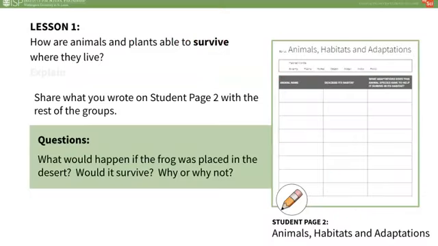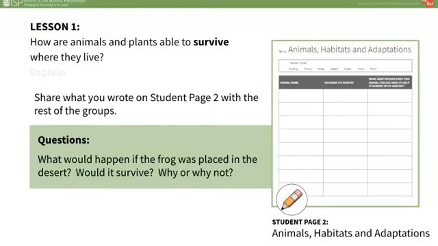In the explain portion of this lesson, students will observe animal characteristics through a video discussion and a reading. At this point, students should now share the information they wrote down on student page 2 with the rest of the groups. Ask the students to consider what would happen if the frog was placed in the desert. Keep a record of student thoughts if the frog would survive and push students to justify their response.